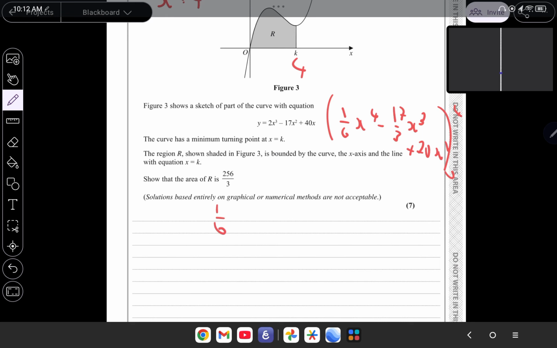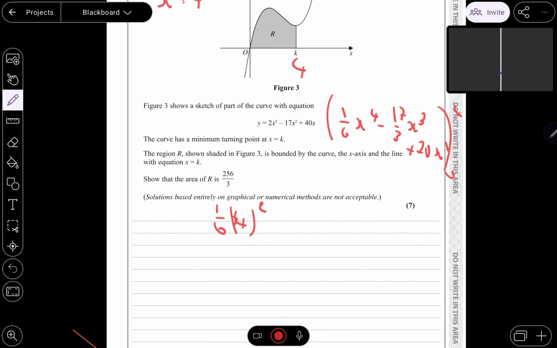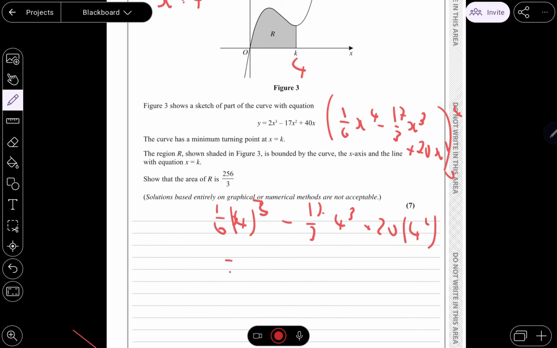I think I need to show evidence that I've put the 4 in. So I need to write something like this. And now I'm immediately realizing that I also have to type this into a phone, which is irritating. I could just flag that this is 256 over 3, couldn't I? Oh, that's so tempting to do.